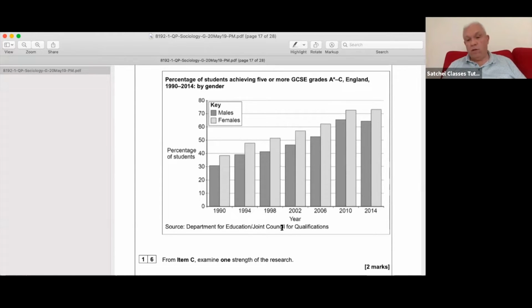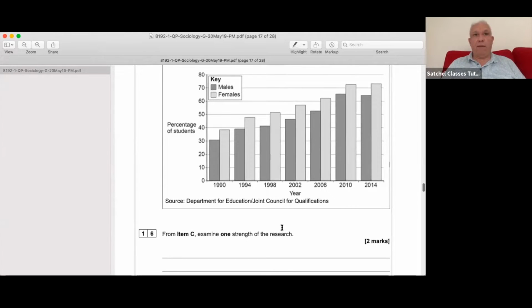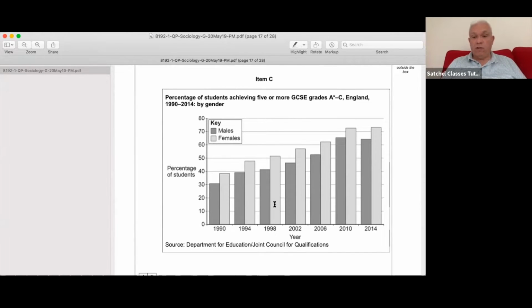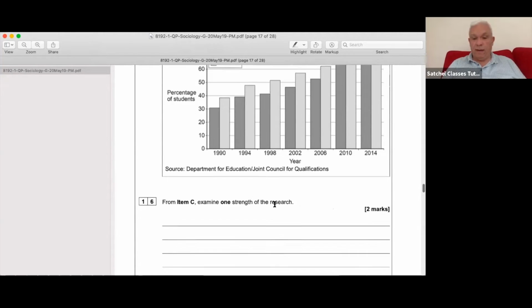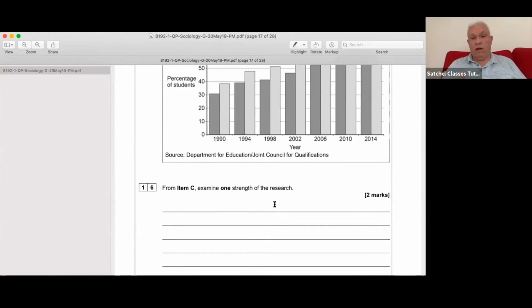So in other words, these are official figures. Let's not underestimate how good official figures are and how accurate and reliable they can be. So one thing that a lot of people miss, and this is at the bottom, Department for Education, Joint Council for Qualifications, it's called JCQ, are in charge of qualifications in this country. So therefore, it's reliable data. Okay, that's a good thing about it. In other words, what's good about it and why is it good?